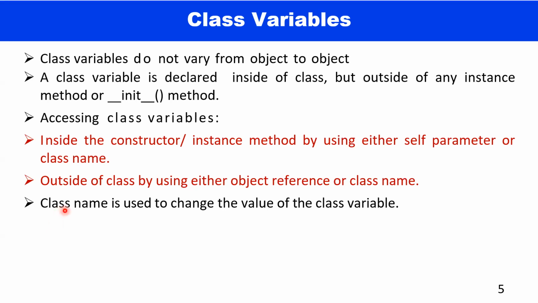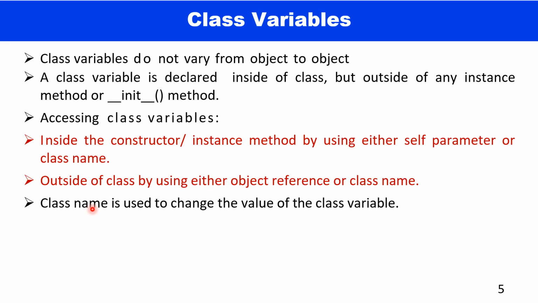And we can also modify the value of the class variable by using the name of the class. Class name is used to change the value of the class variable. And changing the value of the class variable is going to affect the value of the class variable across all the objects. So if we change the value of the class variable, the change is going to be reflected for all the objects of the class.